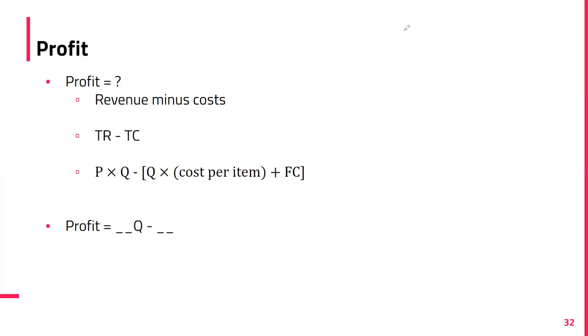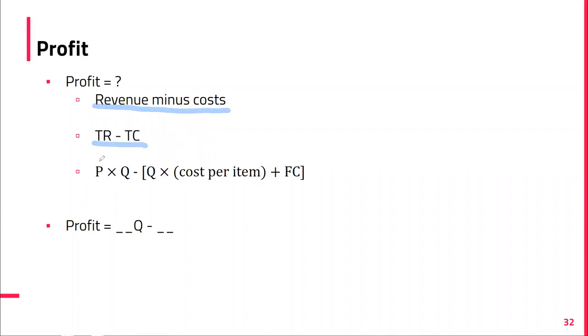The last part of this is profits. Profit is just revenue minus costs. So that's our TR minus our TC. If we put all that together, that's total revenue, price times quantity, and then our total cost is the variable costs plus the fixed costs. So we have our revenue minus our costs, and that gives us our profit.